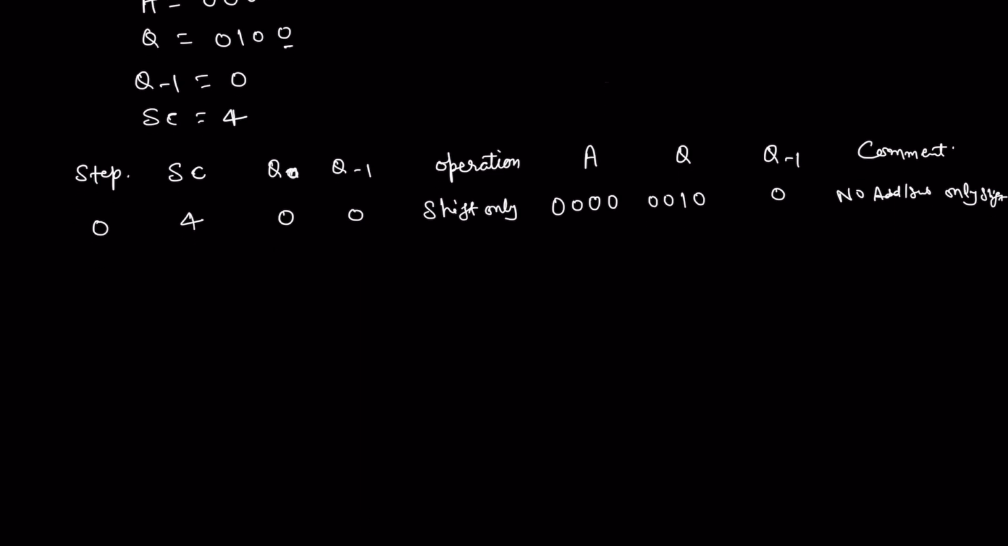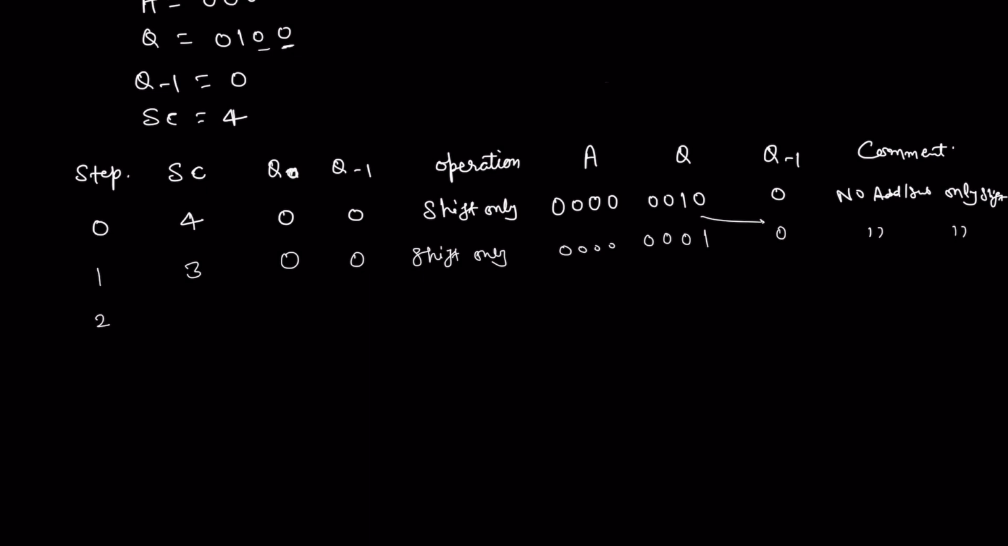Next step, the step counter will be 3, and Q0 is here 0, and Q minus 1 is its next term, this is 0, again 0 0. So again only shift. We will shift, this 0 will come here, so Q will start with 0 0 1 0, and the accumulator will be all 0. Here also no addition, same process.